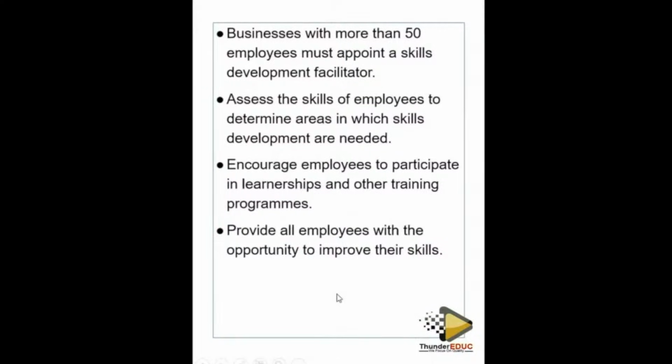So now, if that particular business doesn't discriminate and gives each and every employee the opportunity to improve their skills, then yes, they can be catered for. Okay, moving on. Business should register with the relevant SETAs. Relevant SETAs, why are we saying relevant SETAs?